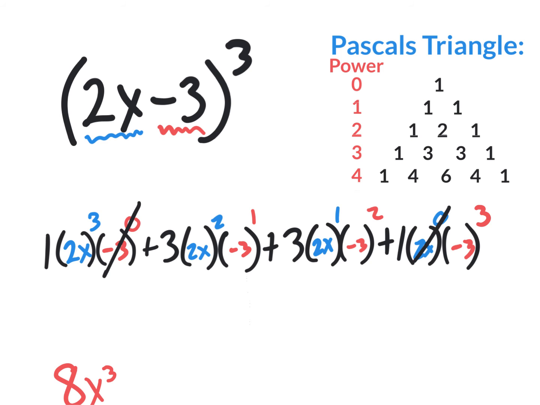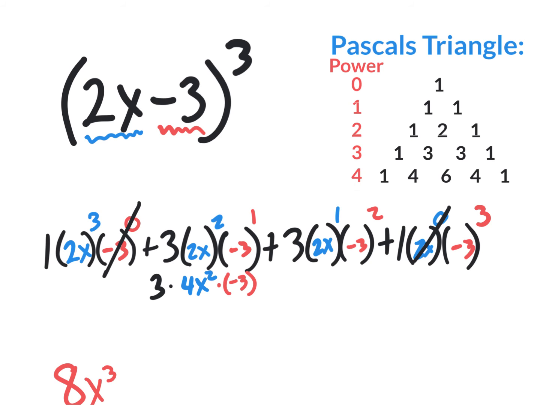Anyway, this next term right here, we have 3 times, what is 2x to the second? Of course, you're going to do exponents before multiplying. So what is 2x to the second? 4x squared, right? And let's not forget, we still have the times 3 in the front. And what is negative 3 to the 1 power? It's just negative 3, right? So we still have times negative 3 at the end.